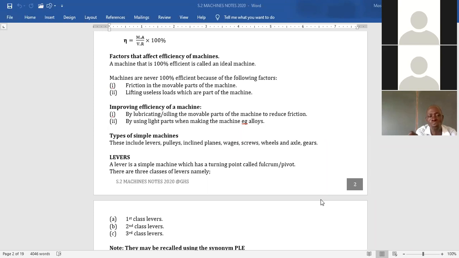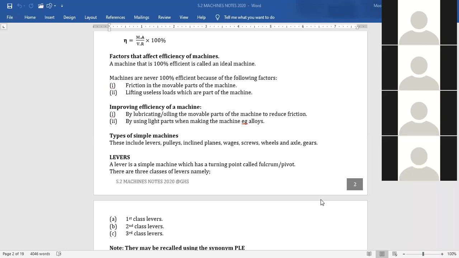Now, number two, there is lifting useless loads. I think I wanted to use the example of the car. What are some of the useless loads? What is your major purpose when you move in a car? You're supposed to go to a place, or you are supposed to transport something to a place, isn't it? But in the process of carrying that item to that place, what do you bring along? The car.